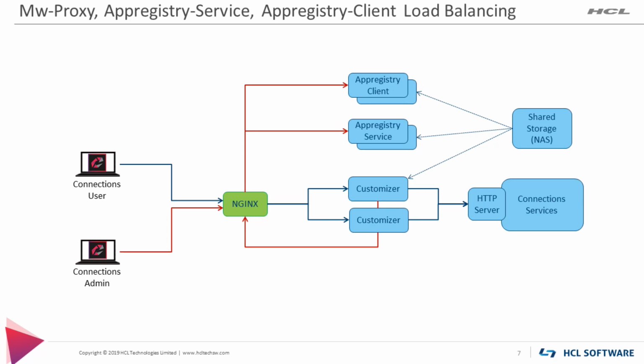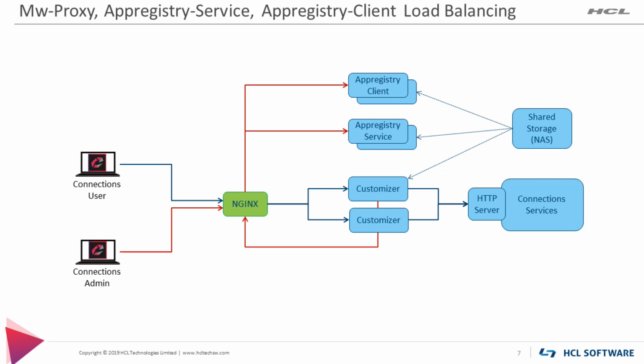Because the IBM HTTP server does not support any kind of load balancing that is not plugin based, it cannot readily be used to balance requests across multiple instances of the Appregistry client and Appregistry service. During the reconfiguration of Nginx, we will change those request flows to be handled by Nginx instead of the HTTP server.